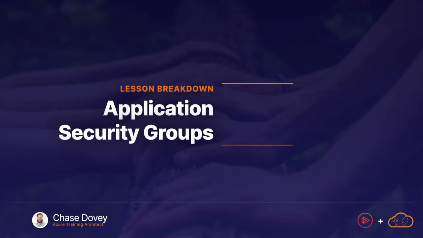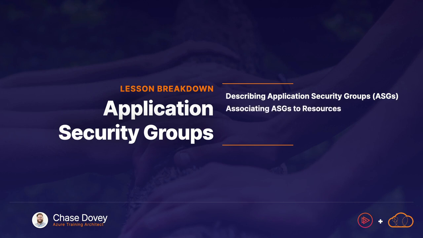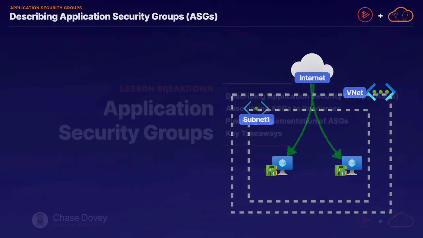And in this video lesson, we're going to start off by describing what application security groups are. And once we understand what they are, we're then going to talk about associating application security groups to resources and how we can use them to logically group those resources to give our NSG security rules some intelligence as to the application structure that we have inside of our networks. And then we're going to get into planning implementations of application security groups, and we'll round out this lesson with some key takeaways. So, without further ado, let's get started.